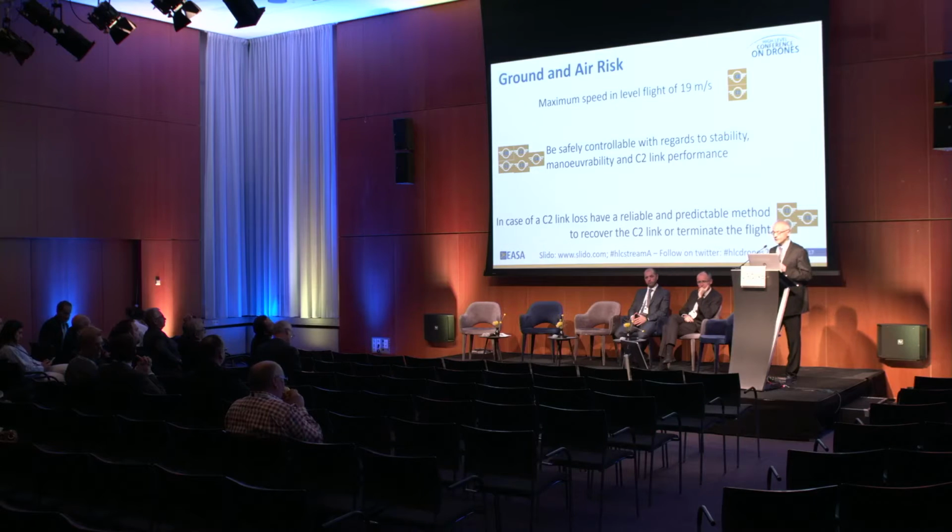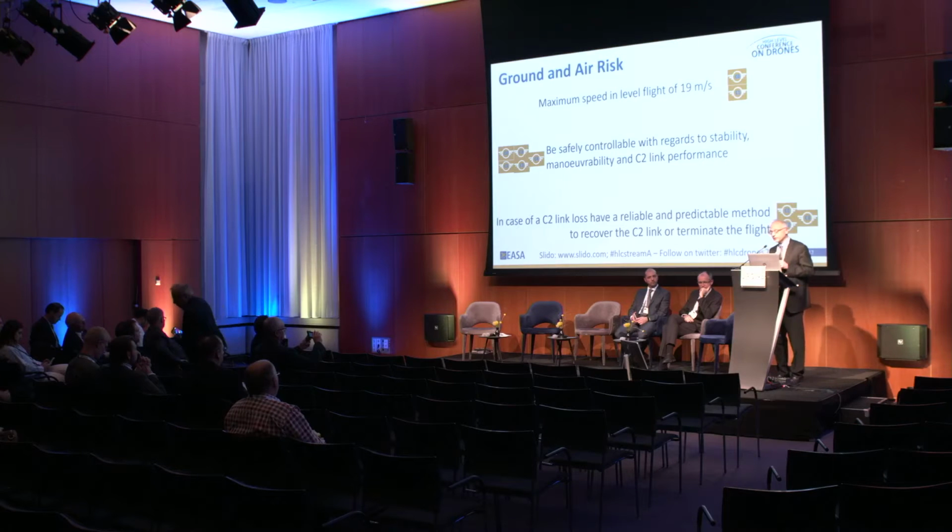And then another requirement, ground and air together. The maximum speed in level flight of 19 meters per second for C0 and C1. Okay, this you could see as more linked to the ground risk, because in any case we are not going to limit the C2, apart from the cases of being capable to fly near people, or the C3. You find this 19 meters per second for C0 and C1.